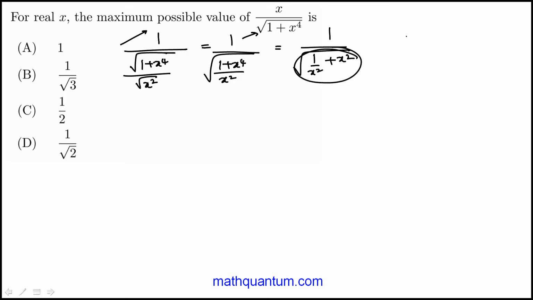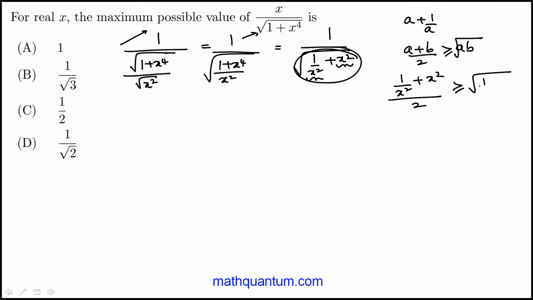Now if you see this, this is our familiar expression. You may have seen it in other forms, but we can use the arithmetic mean, geometric mean inequality, which is a plus b over 2 is greater than or equal to square root of ab. In this case, a is that, b is that, it doesn't matter which one is a or b, so this becomes, over 2 is greater than or equal to square root of 1 over x squared times x squared. So it was really important to identify that form.